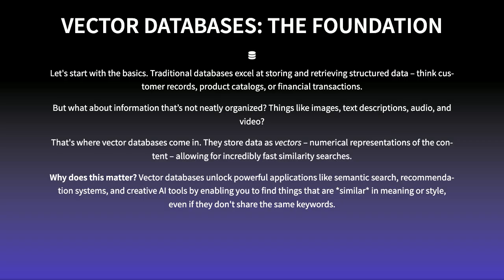They store information as vectors, which are just numbers representing the content. These vectors allow us to find things that are similar, like finding an image that looks like another one, or a piece of text with a related meaning without needing exact keyword matches. It's a game changer for all sorts of applications, especially when working with AI and creative projects.